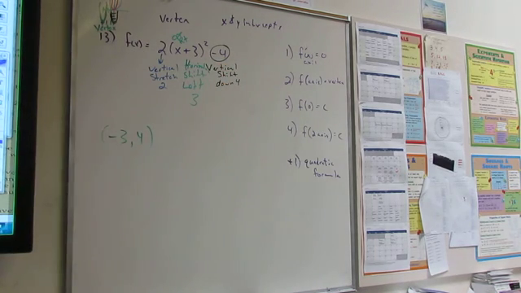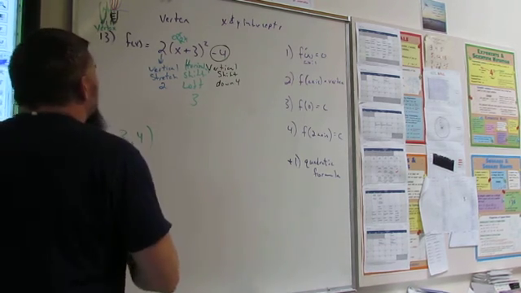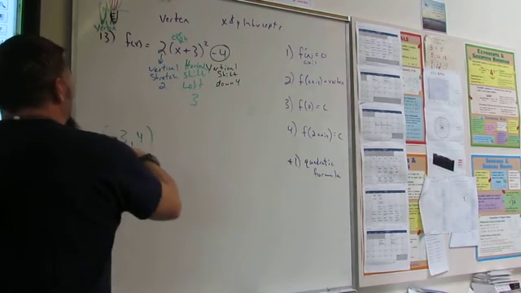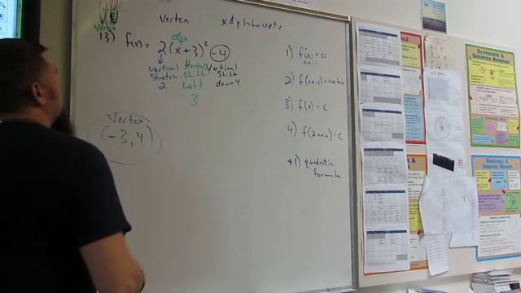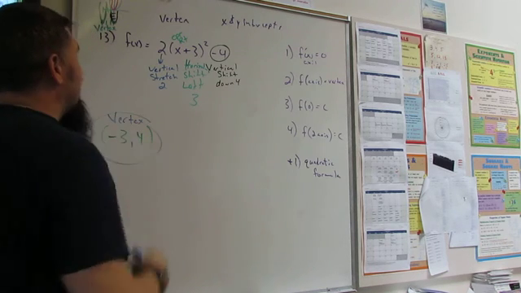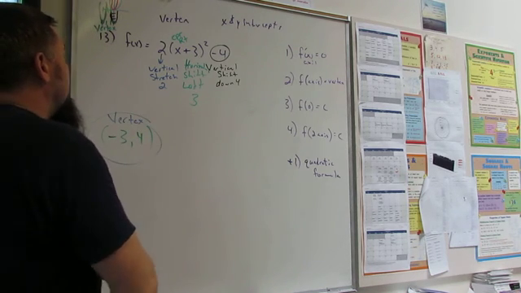And then when we plug in a 0, or find f of 0, then we can find the other one, right? So I know the vertex, okay? The x and y intercepts.